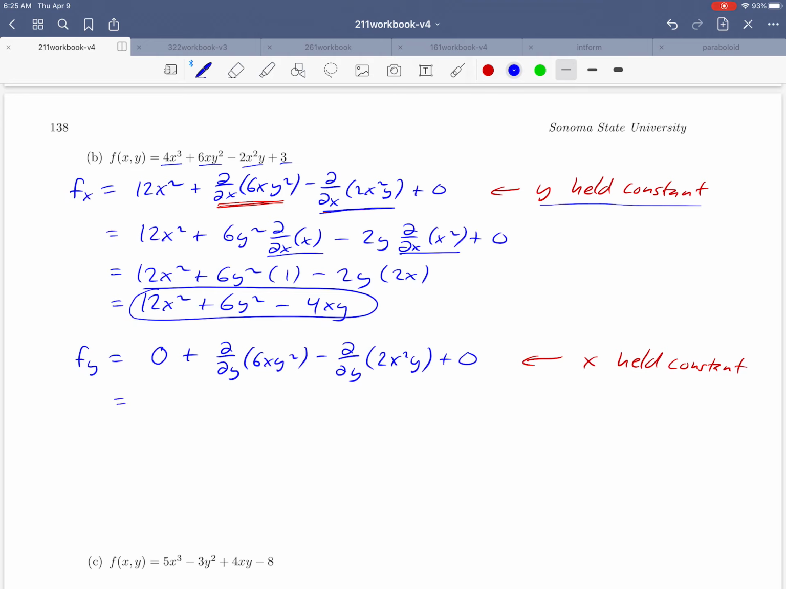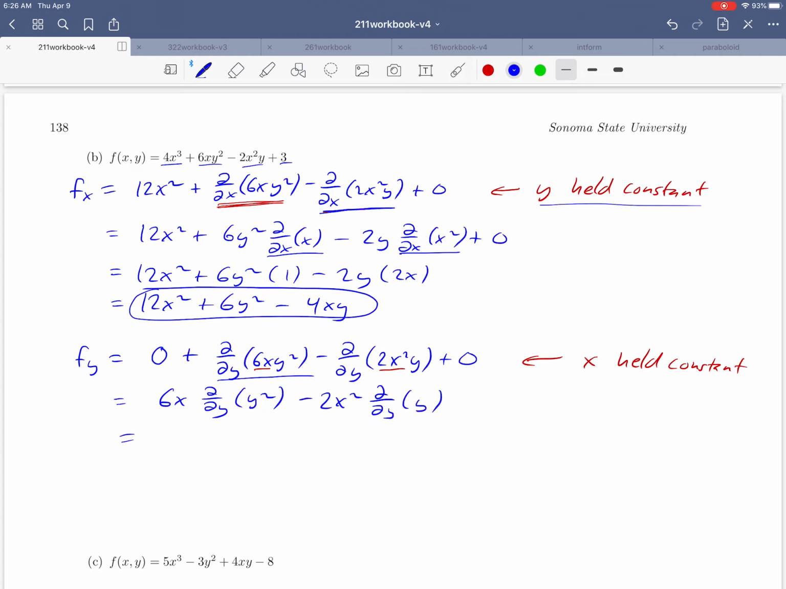Okay, and to finish this, we'll start off with the derivative of 6xy squared. And remember, y is the variable. So that means that 6 and x can be pulled out because they're being treated as constants. So this is going to be 6x times the derivative with respect to y of y squared. Okay, and then similarly over here, the 2x squared, that's being treated as a constant, so we can pull that out. And all that's left to take the derivative of is the y.